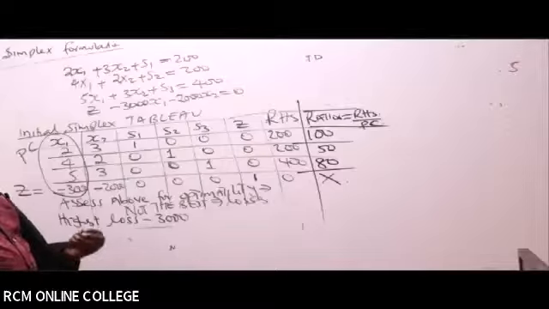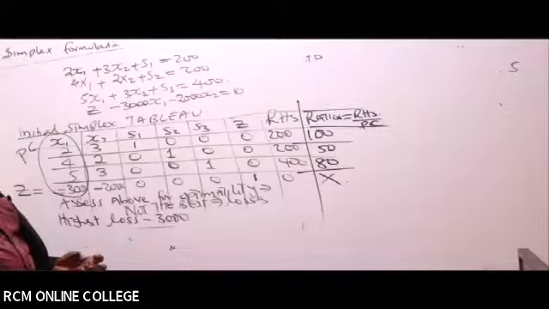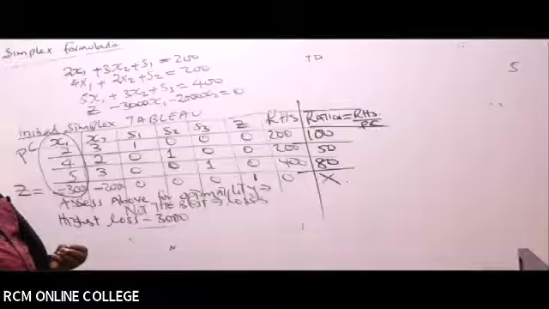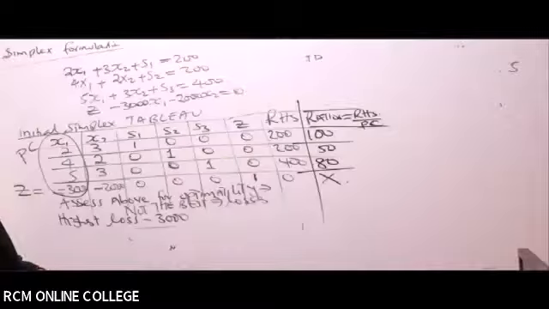what do we use these ratios for? Can someone tell me the meaning of these ratios? Yeah, circle the pivot row, the row with the minimum ratio.